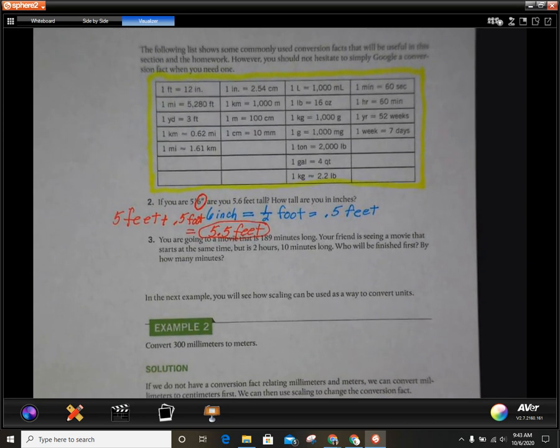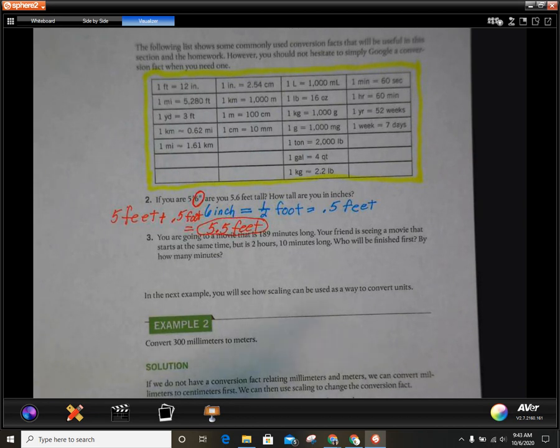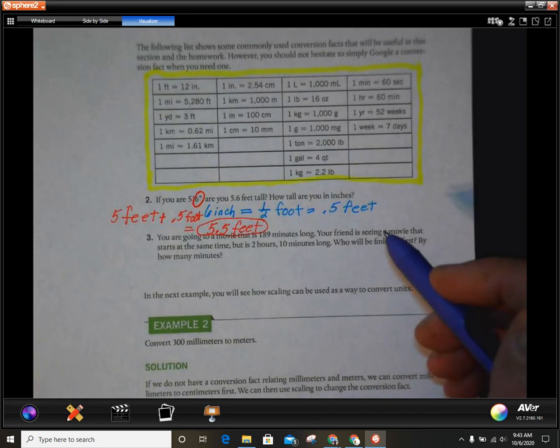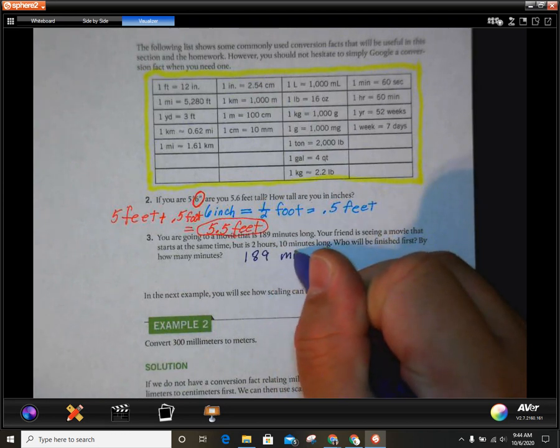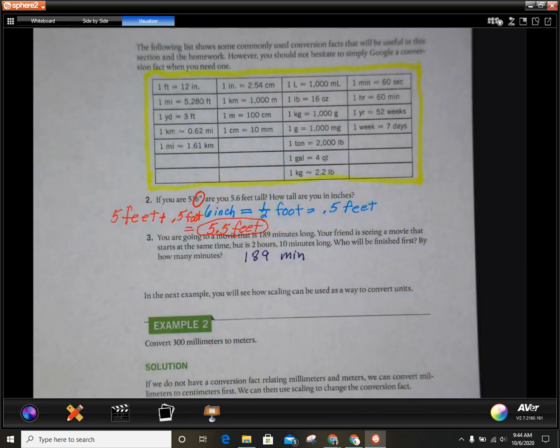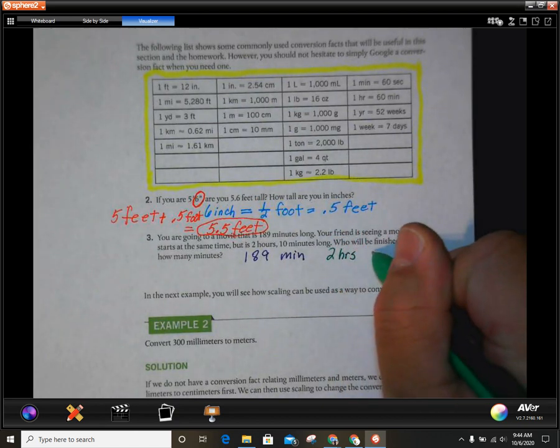Let's look at number 3. You're going to a movie that is 189 minutes long. Your friend is seeing a movie that starts at the same time, but is 2 hours and 10 minutes long. Who will finish the movie first? By how many minutes? Okay, so they're asking us to find the minutes, so we might as well convert everything to minutes. Movie number 1 is 189 minutes. Movie number 2 is 2 hours and 10 minutes.